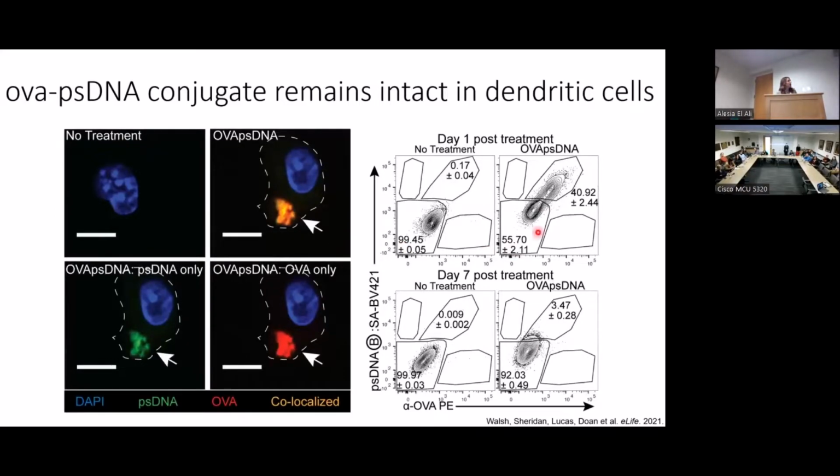And on the right here, I'm showing that they're degraded at the same rate. So this is looking at double positive cells over here in the top right quadrant. Then you see over time, they go away together. It's not like you retain one signal or the other.